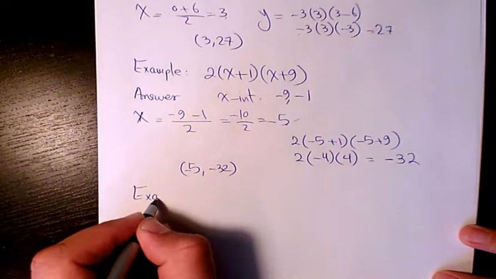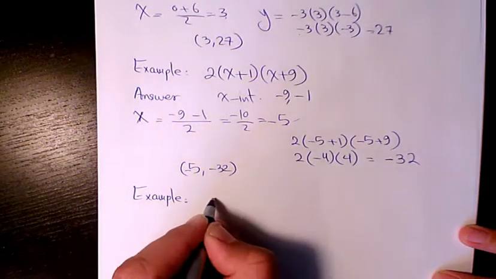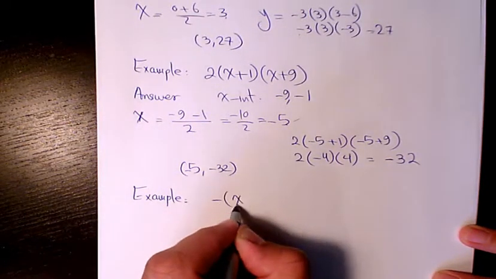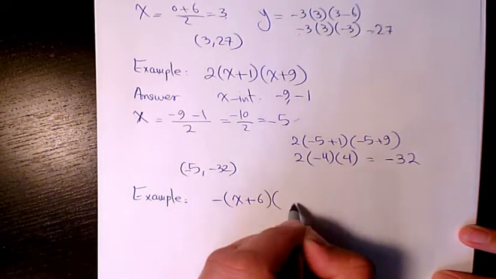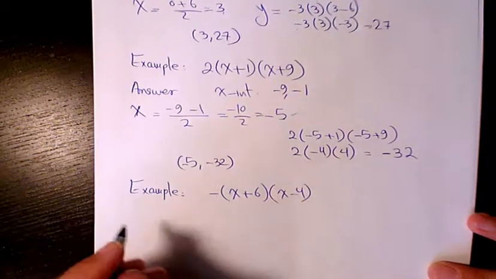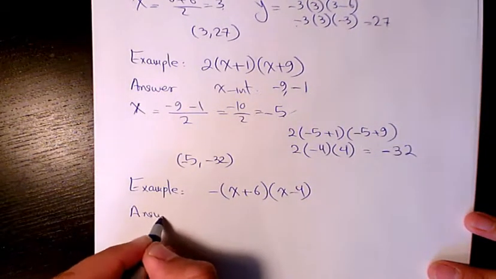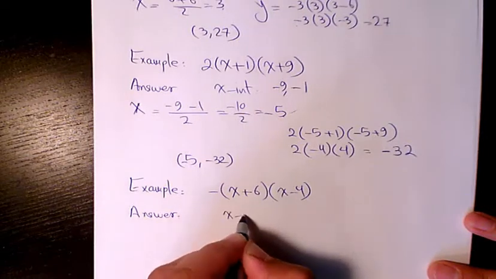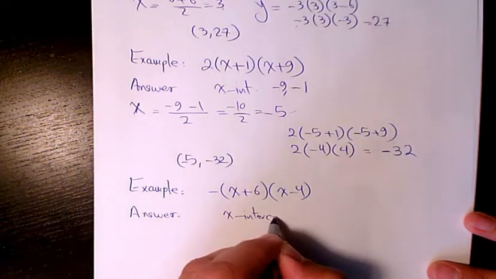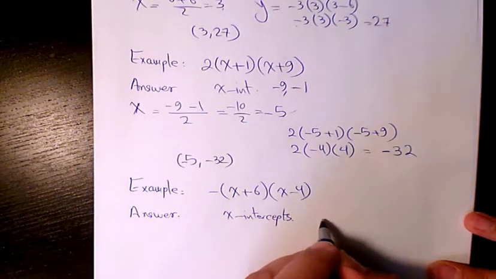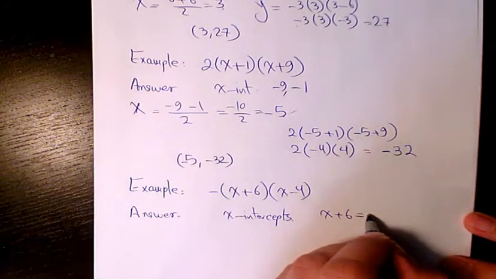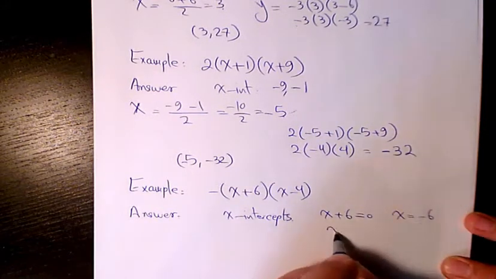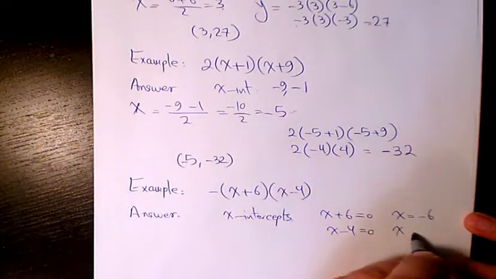Another example, we have negative x plus 6 times x minus 4. Answer, the x-intercepts are: x plus 6 equals 0, so x will be negative 6. X minus 4 equals 0, so x is 4.